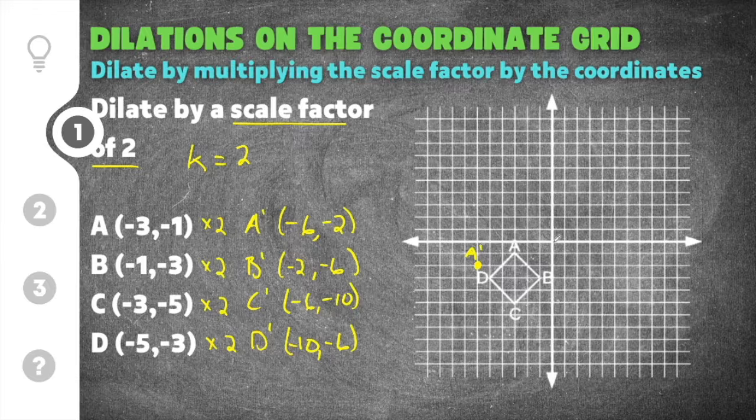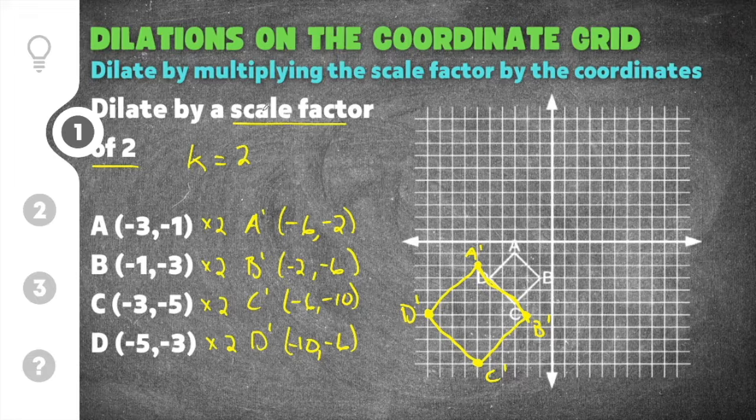B prime is negative 2, negative 6. I'm going to label this B prime. C prime is negative 6, negative 10, and I will label this C prime. And then D prime is negative 10, negative 6, and I will label this D prime. Now I'm going to go ahead and connect our dots to create our new shape after the dilation. And you can see that our shape is the exact same shape as the original figure, except it's bigger.